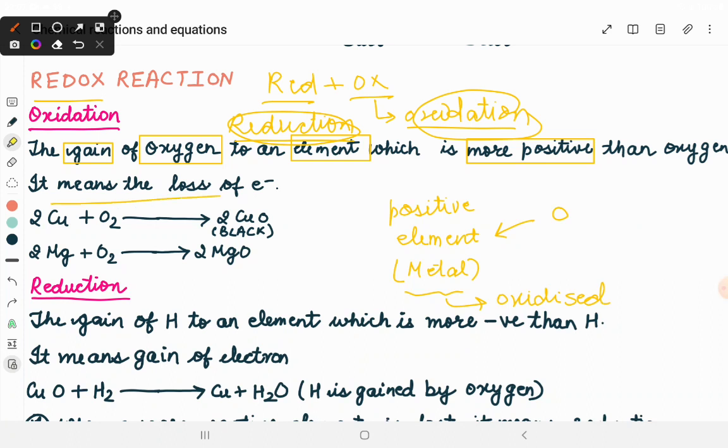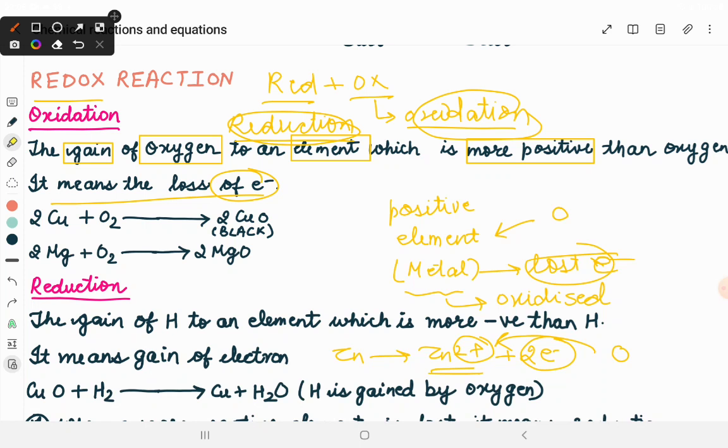Or it also means the loss of electrons. In other words, we can say that the metal has lost some electrons, which shows that it has been oxidized. Suppose we had zinc. Now zinc has become Zn2+. So it means it has lost these 2 electrons. Now for these 2 electrons lost, who will come? So oxygen will come. Oxygen will attack here, O2 minus actually.